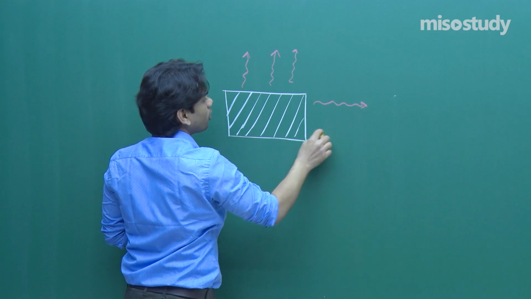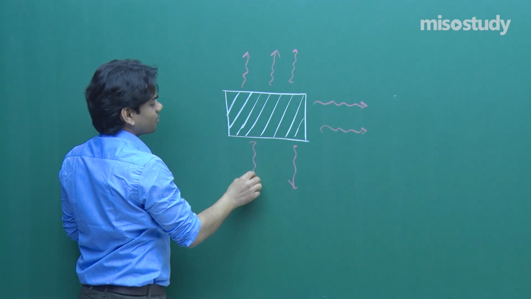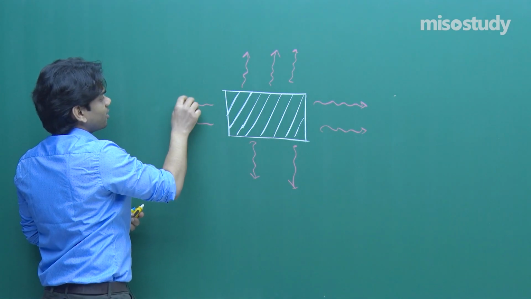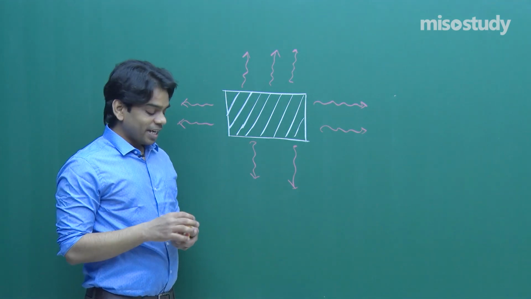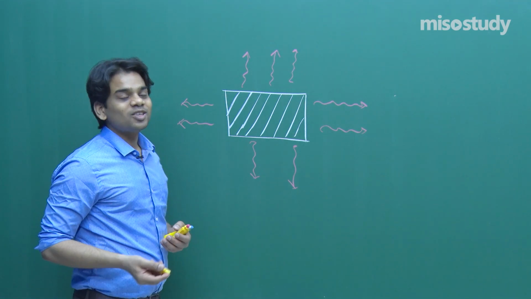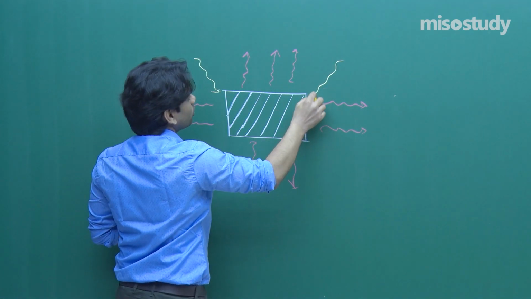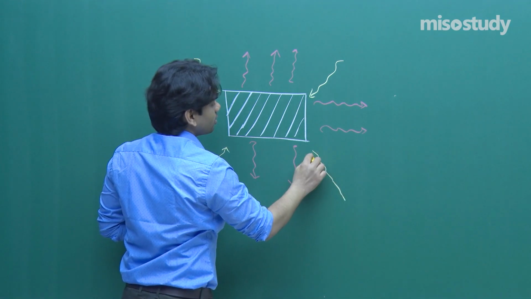Here we have radiations being emitted from this object in all directions. I am going to draw how the radiations are being radiated from the object, in all the directions. I also told you radiations are incident on the object from all directions.